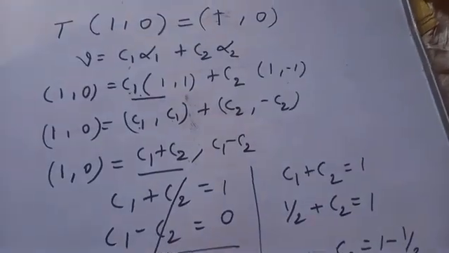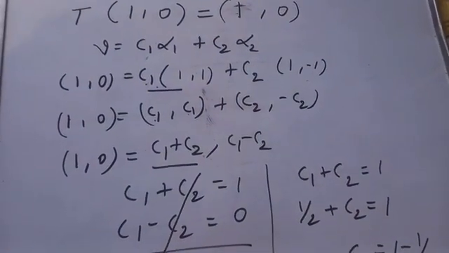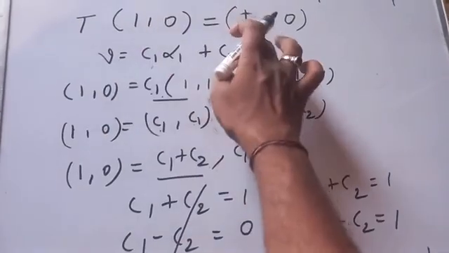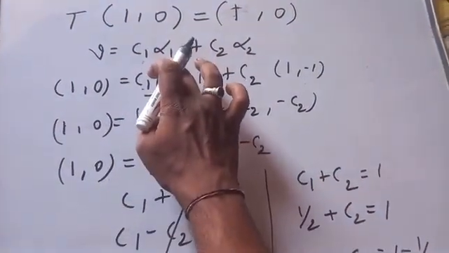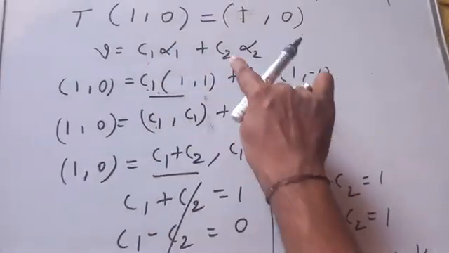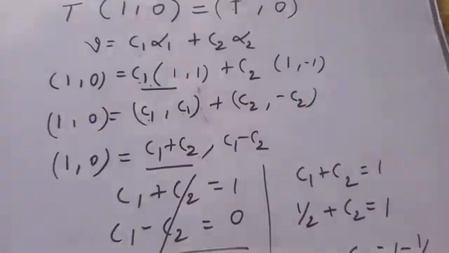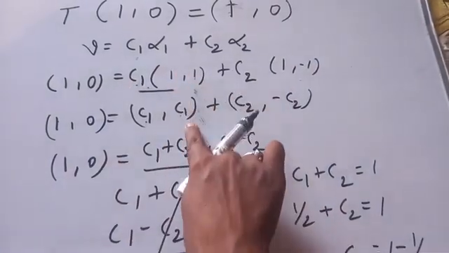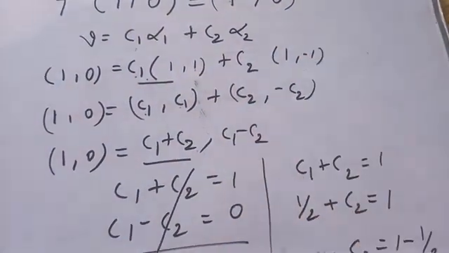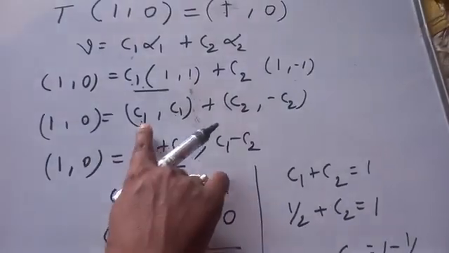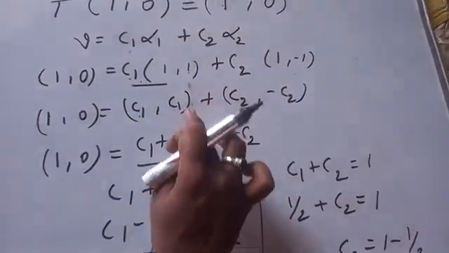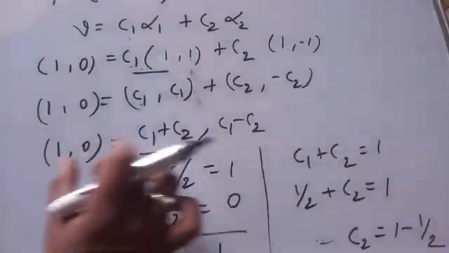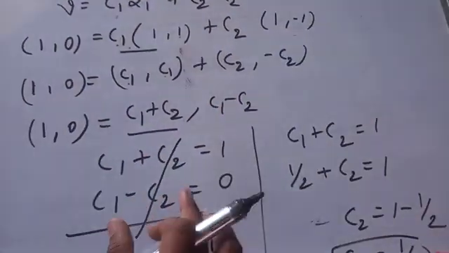So V equal to equation 1, T of (1, 0) equal to (1, 0). We know that a linear combination of vectors is c1 alpha 1 + c2 alpha 2. Here alpha 1 is given as (1, 1) and alpha 2 is (1, -1). So (1, 0) is equal to c1 times (1, 1) plus c2 times (1, -1). So (1, 0) equal to (c1 + c2, c1 - c2), so c1 + c2 equal to 1 and c1 - c2 is equal to 0.